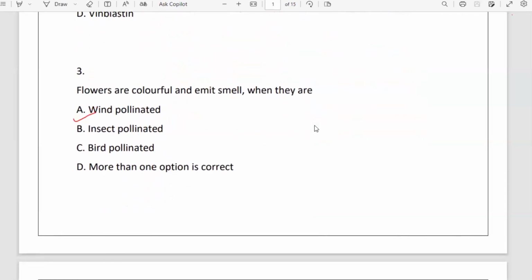Now the next question, that is, flowers are colorful and emit smell when they are wind pollinated, insect pollinated, bird pollinated. More than one option is correct. So the best option is insect pollinated. So B is the correct answer.